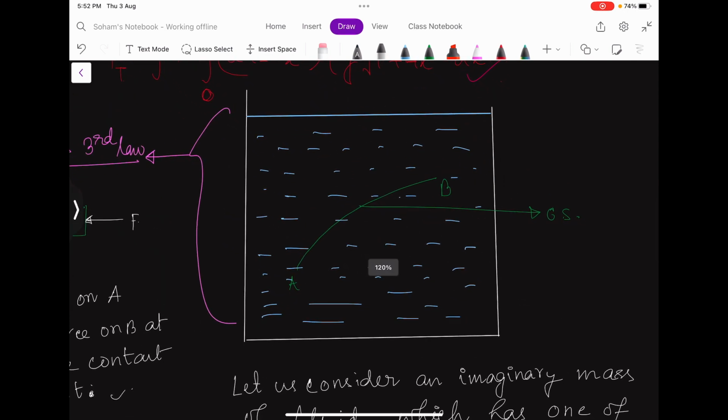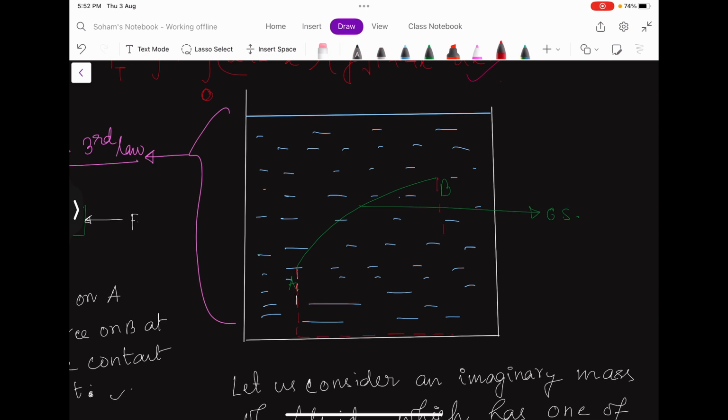So let us now try to construct such an imaginary mass of fluid. If I consider an imaginary boundary, let me draw the boundary in red, an imaginary boundary like this.